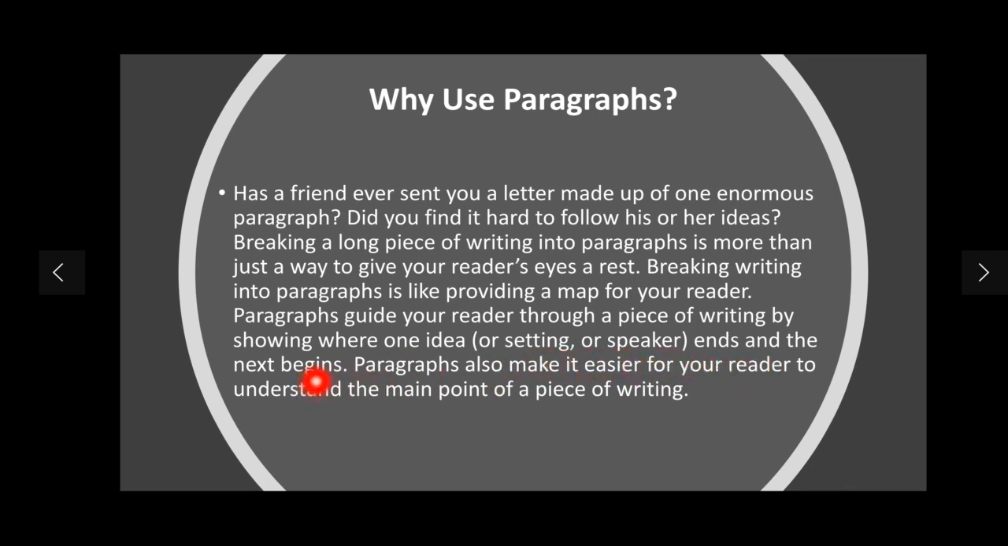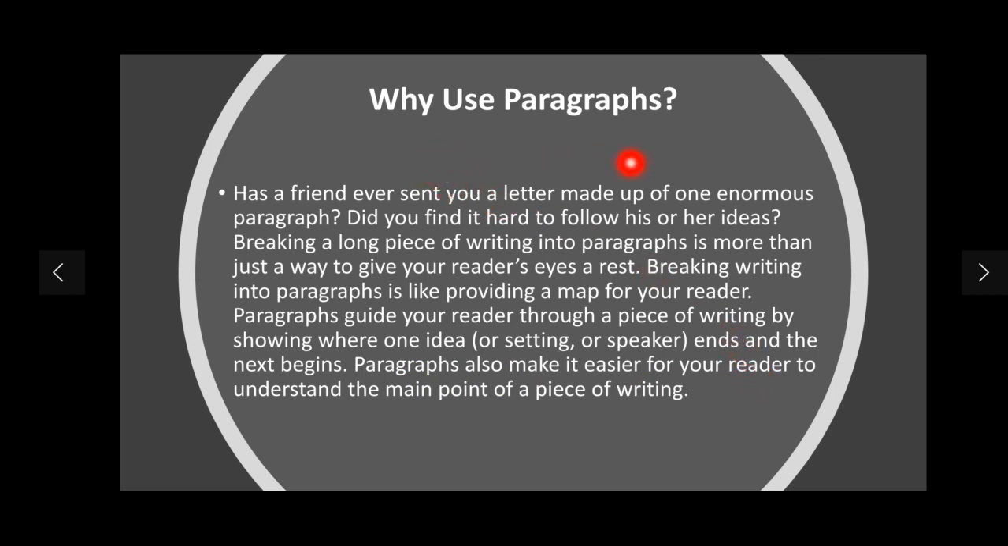So it is a paragraph which informs your reader where one idea ends and another begins, because in one paragraph we develop a single idea. So paragraphs also make it easier for your reader to understand the main point of a piece of writing. So the main point will also be understood by your reader if you write something in paragraphs. So that is why we use paragraphs.